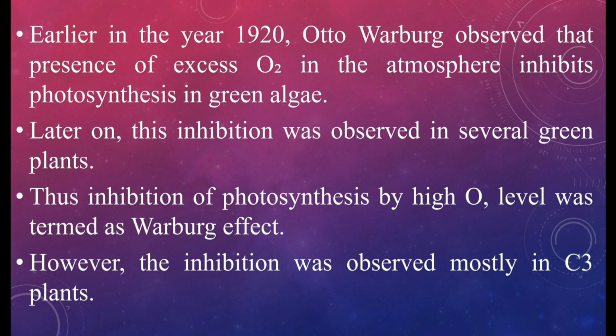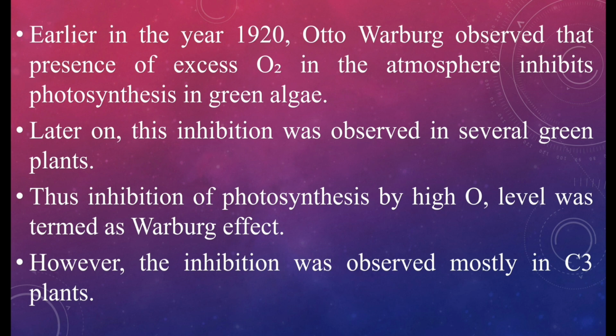So at first, in the year 1920, Otto Warburg observed that the presence of excess oxygen in the atmosphere inhibits the photosynthesis process in green algae. So whenever there is an excess amount of oxygen present in the atmosphere, it will adversely affect the process of photosynthesis in green algae. Later on, this inhibition was also observed in several green plants. Thus, inhibition of photosynthesis by a high level of oxygen was termed the Warburg effect, after that scientist's name. However, this inhibition was observed mostly in C3 plants.